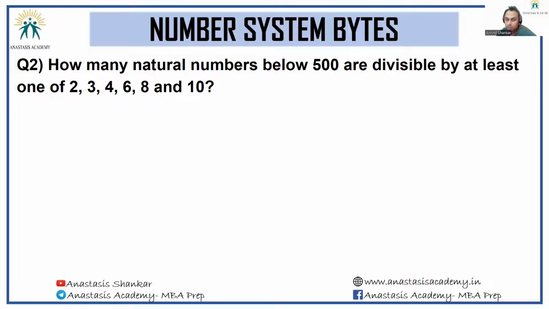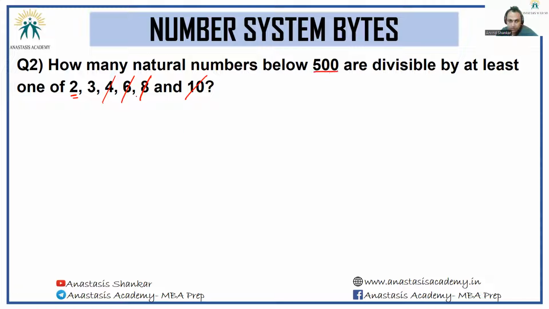Next question: how many natural numbers below 500 are divisible by at least one of 2, 3, 4, 6, 8, or 10? The brilliant thing here is, can you see? 2 is a factor of 4, is a factor of 6, is a factor of 8, is a factor of 10. So as soon as you have removed multiples of 2, you have removed multiples of these numbers altogether. This question was only about 2 and 3. The remaining numbers were nothing but distraction.